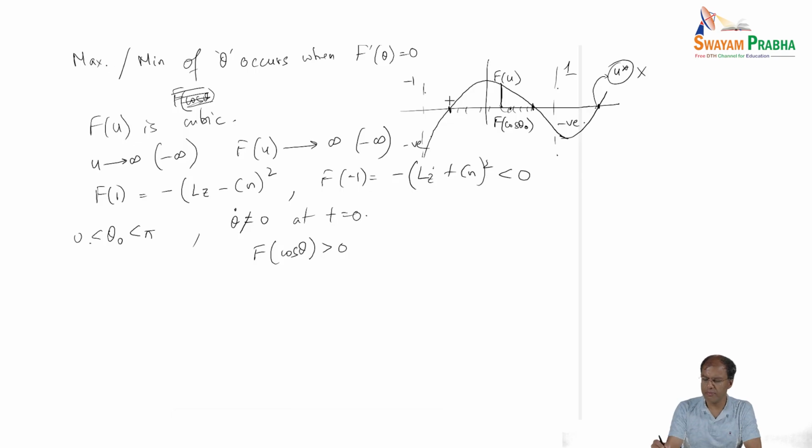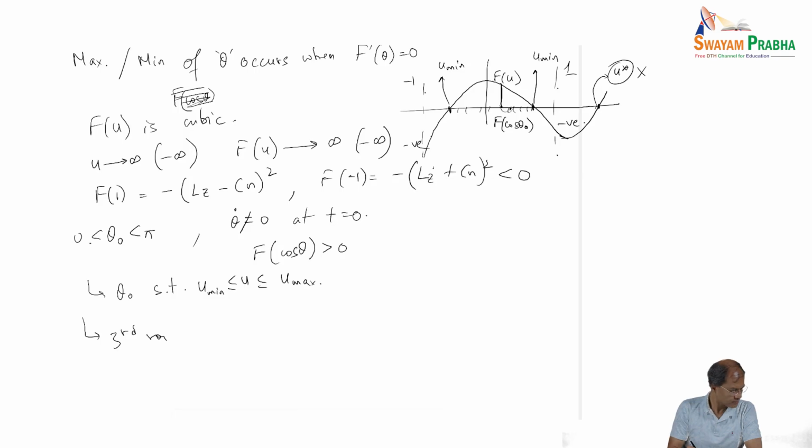So the physical roots will be between, let's say, u min and u max, right? So theta naught is such that u is between u min and u max, and the third root, u greater than 1, is not possible. That's not possible. Okay.